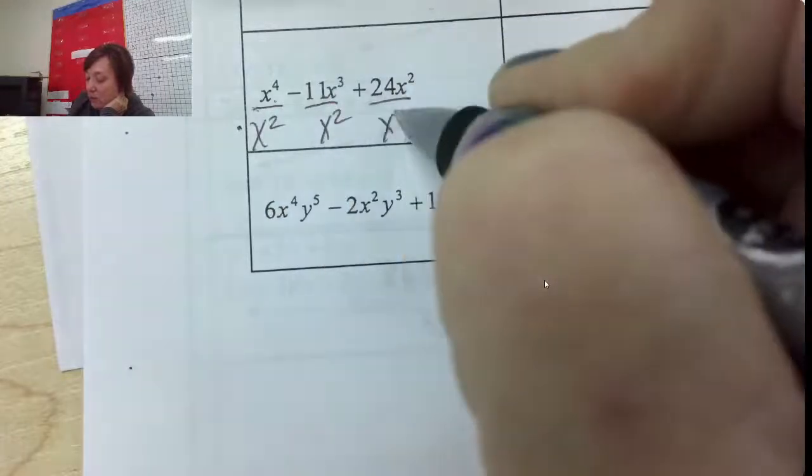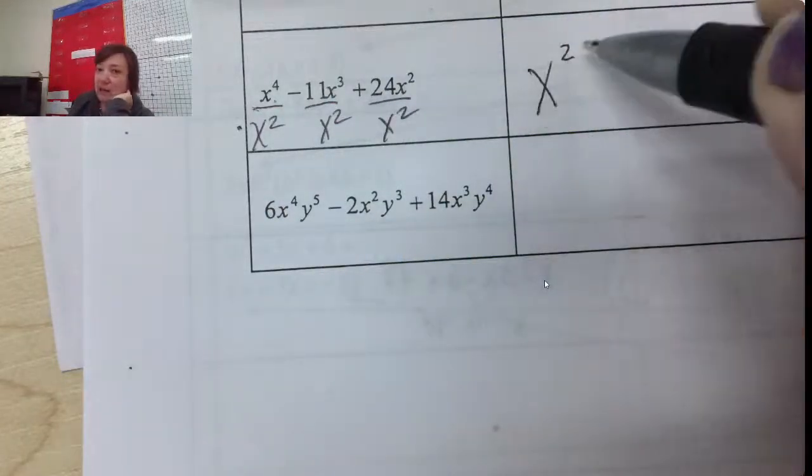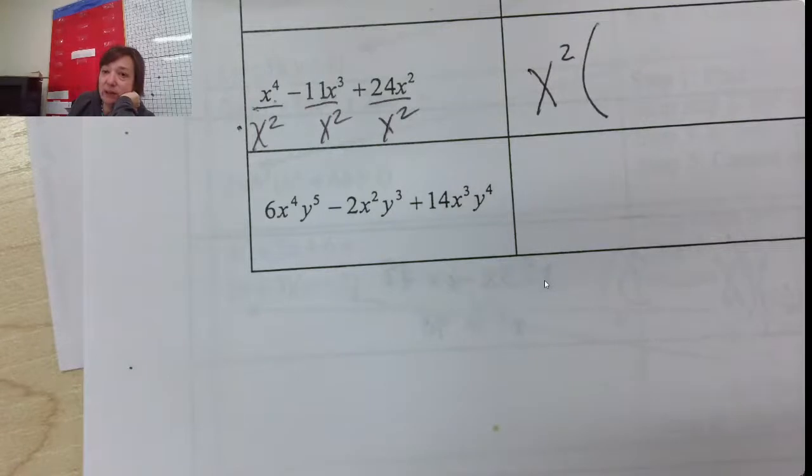Now remember, we can't just throw that x squared away. It hangs out on the outside. We're not getting rid of it. It just hangs out there.